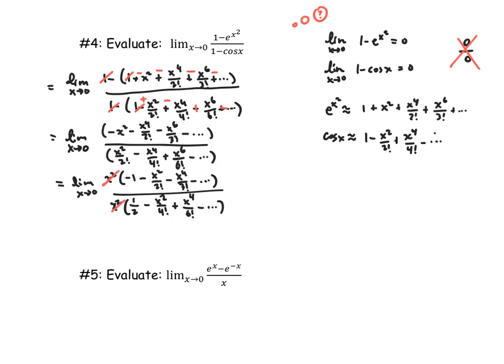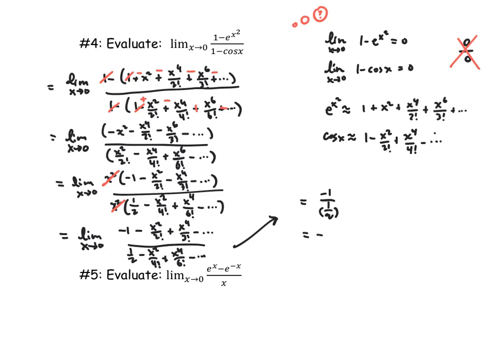So in essence, what I have is the limit as x approaches 0 of negative 1 minus x squared over 2 factorial minus x to the 4th over 3 factorial minus some stuff over 1/2 minus x squared over 4 factorial plus x to the 4th over 6 factorial minus some stuff. Now what happens when I plug in a 0 to all the terms containing an x? They're gone, right? So I get negative 1 over 1/2, which actually comes out to be negative 2. Therefore, this limit is equal to negative 2.